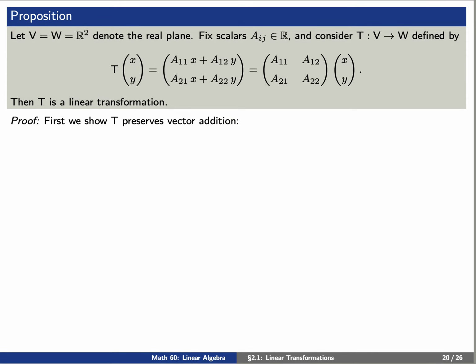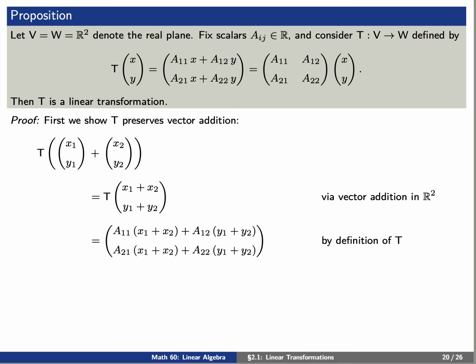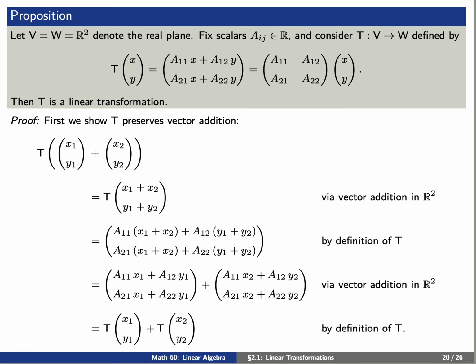In order to do this, we first must show that T preserves vector addition. So let's start by taking two vectors from R2 and adding them together. Now we'll simply substitute back in the definition of T from above, and using distributivity, we can now write this as the sum of two vectors again in R2. Finally, we just use the definition of T once more. We see now that T must preserve vector addition.